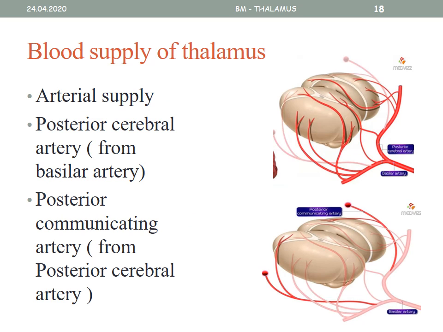Blood supply of the thalamus includes posterior cerebral artery and posterior communicating artery. Knowledge about this is important because if the blood supply is cut off, it leads to thalamic infarct causing thalamic disease.